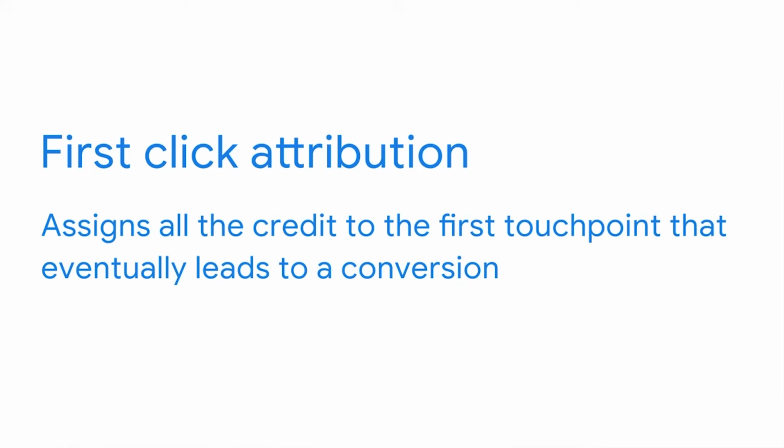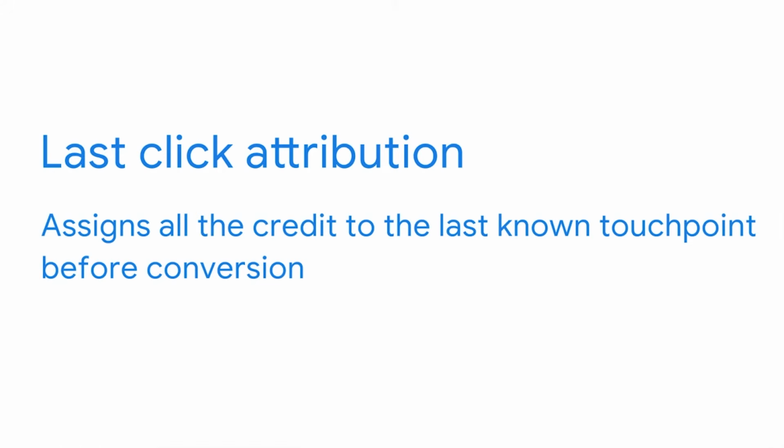But if you don't have enough meaningful data for this model, they have other options. Here are a few examples. First click attribution assigns all the credit to the first touch point that eventually leads to a conversion. Let's go back to our art supply store. If a customer's first interaction with the brand is a social media ad for oil paints, all the credit for their purchase would go to that ad, even if it takes a few more touch points for them to buy something.